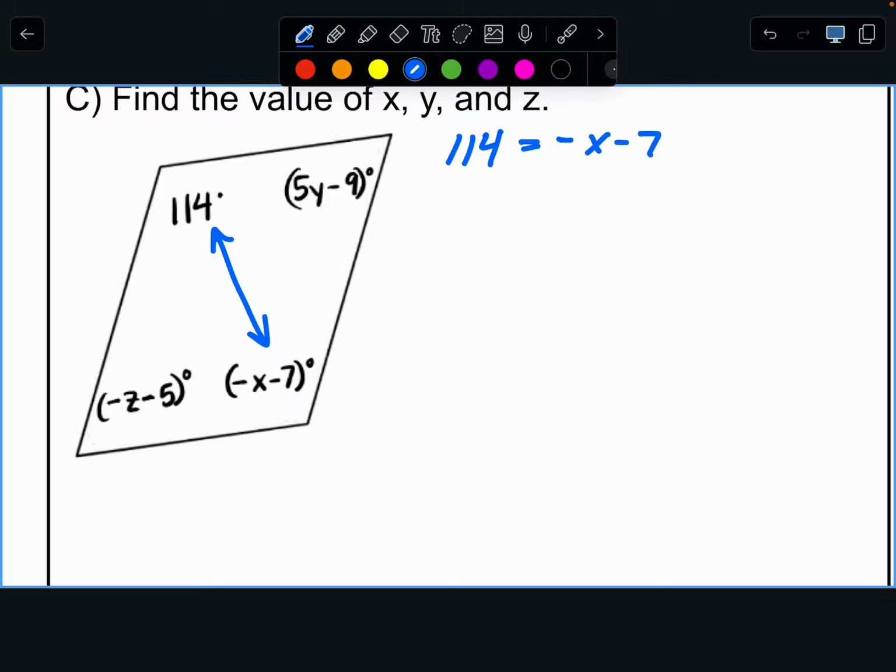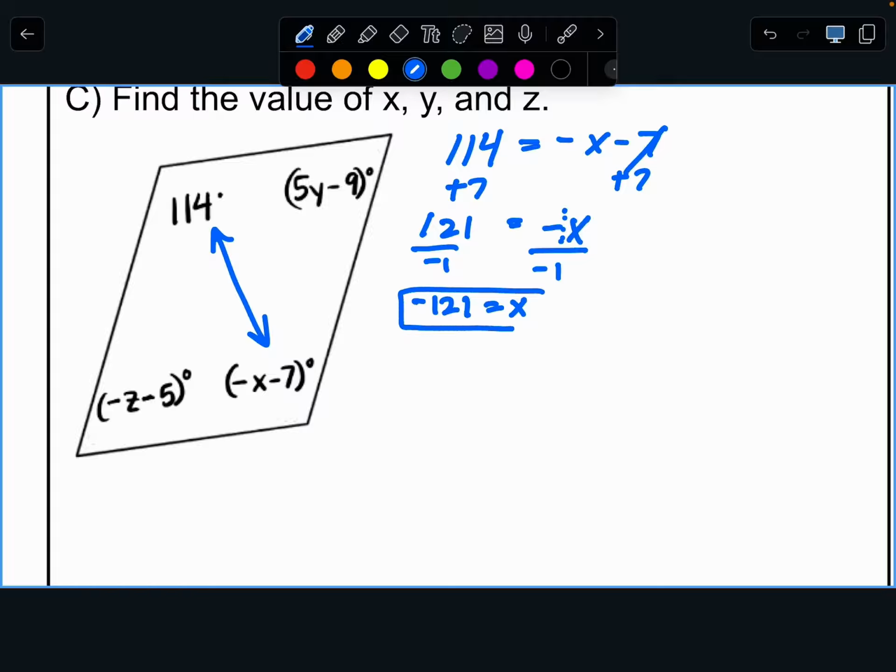All I got to do is solve for that. So I'm going to add 7 to both sides. Negative x equals 121. But then what do I have to do? How do I get rid of that negative in front of the x? There's an invisible 1 right here that's being multiplied, so then we're going to divide by negative 1. So negative 121 is x.